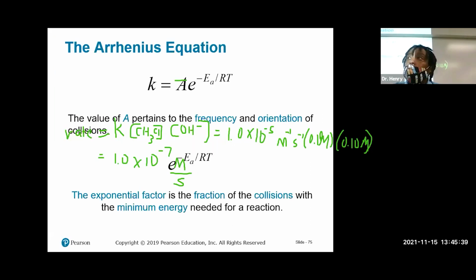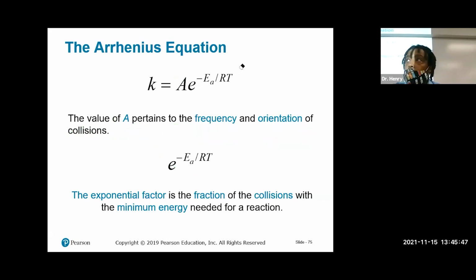Okay, so this is Arrhenius' equation. So this here shows us that the rate constant is dependent on temperature. So the constant K is equal to A times e to the minus Ea, the activation energy, divided by RT.